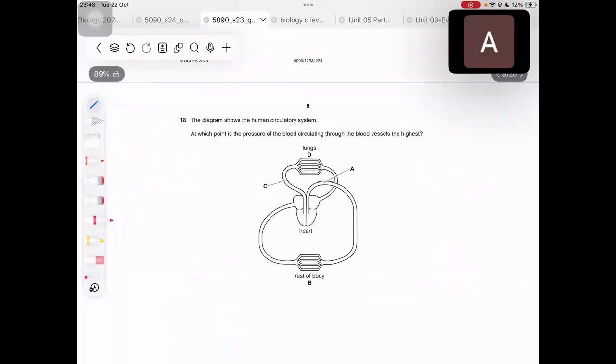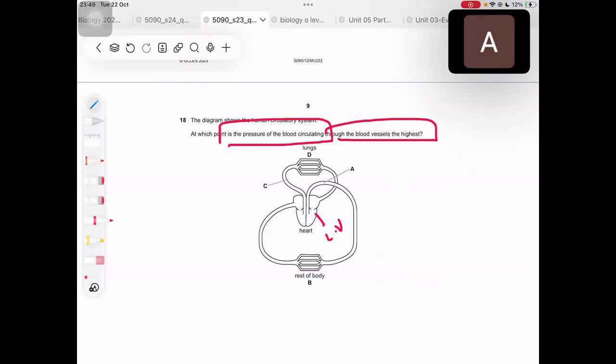18th, the diagram shows the human circulatory system. At which point is the pressure of the blood circulating through the blood vessels the highest? So here you can see, here is the left ventricle. Pumping out from the left ventricle, the blood will have the highest pressure. This is the aorta, which they have labeled as A. Therefore, A will have the highest pressure. And if you take C, C is the pulmonary artery. It doesn't have much pressure.